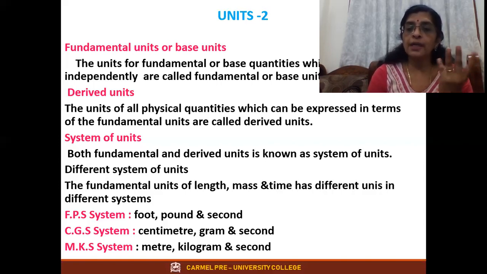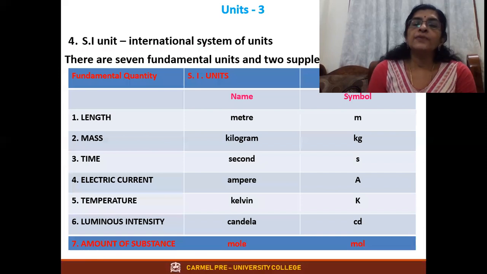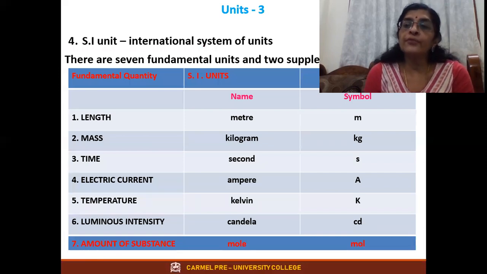Length can be measured in either meter or kilometer, depending upon how you are doing it. For long distances, we take kilometers. For shorter ones, we take meters, right? Then kilogram, then seconds. That is the MK system. This MK system is now given as the International System of Units. So when you say SI unit, it means International System of Units.